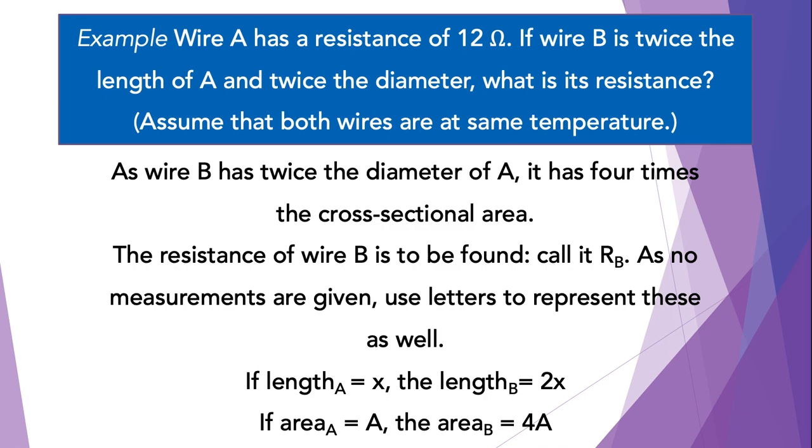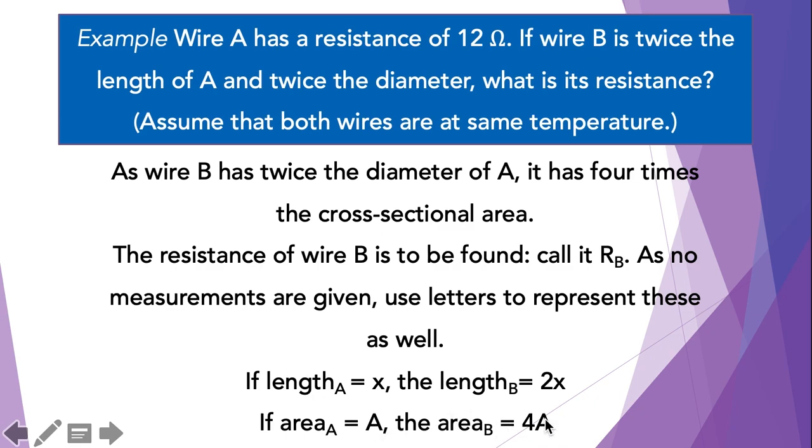So we're saying that area is directly proportional to the diameter squared, which means that if one wire has twice the diameter of another, then it has 4 times the cross-sectional area of that wire. So if length A is equal to X, then length B is equal to 2X. But if area A is equal to A, then area B is equal to 4A.